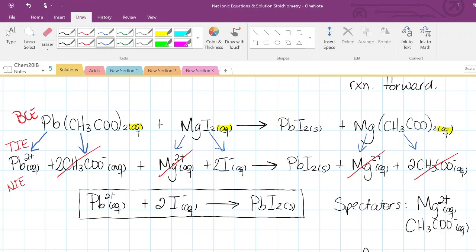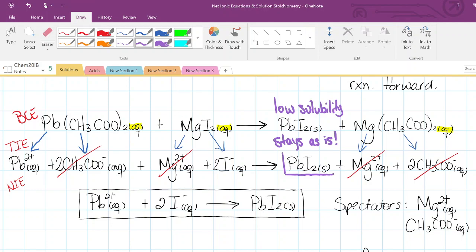So let's write that in. Low solubility. So it stays as is. Okay, so it stays lead 2 iodide. It does not dissociate, right? This is a low solubility substance.